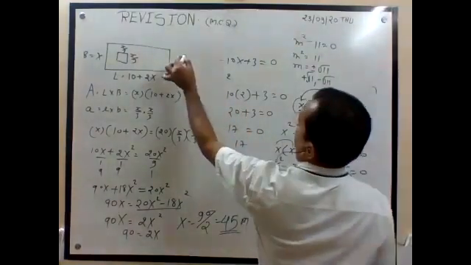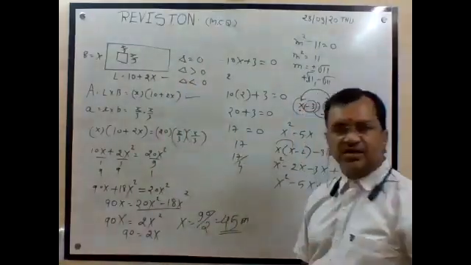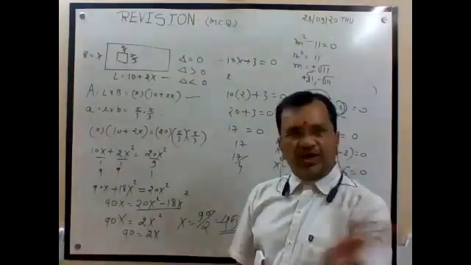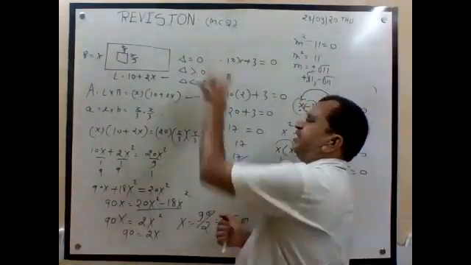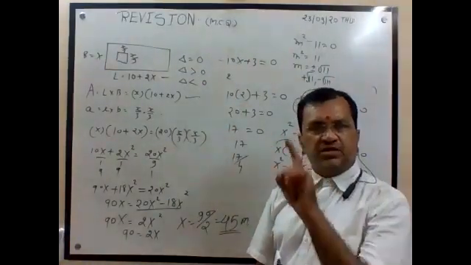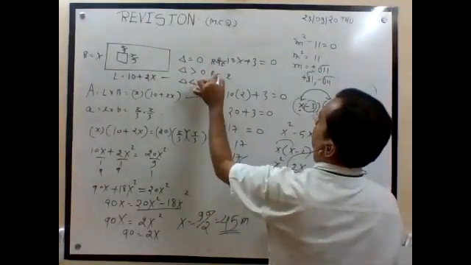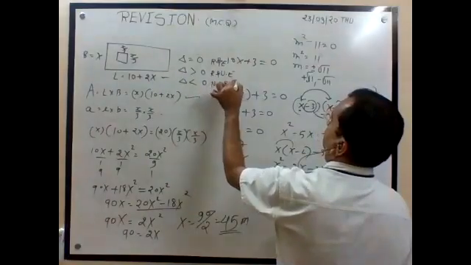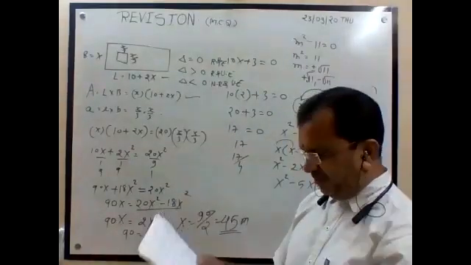3 conditions are given: delta is exactly 0, delta is greater than 0, delta is less than 0. When this discriminant value is exactly 0, it means the two roots, solutions, are real and equal. If it is greater than 0, real but not equal. If it is less than 0, not real, not equal. Real, equal. Real, unequal. Not real, not equal, means unequal. These 3 are a very important part.